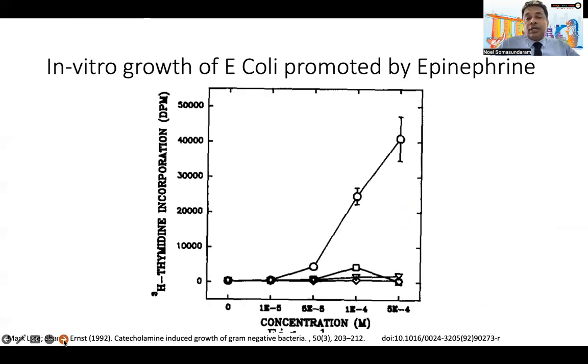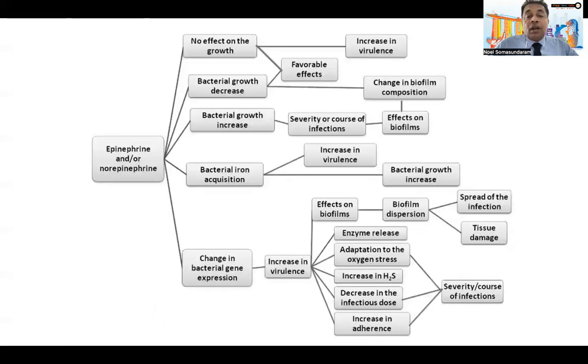In this elegant study, the authors, 20 years back, showed that when epinephrine is added to in vitro E. coli culture, and for that matter many gram-negative organisms, they tended to grow floridly when epinephrine is added, or some of the organisms would grow floridly with dopamine, etc. Remembering that these are stress hormones which are elevated in critically ill patients. This is one of the explanations why patients are more susceptible to secondary gram-negative infections, particularly when they are unwell.